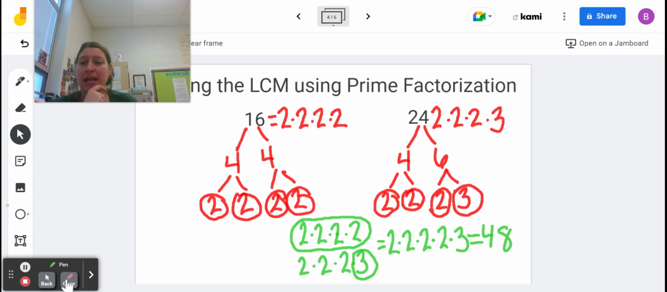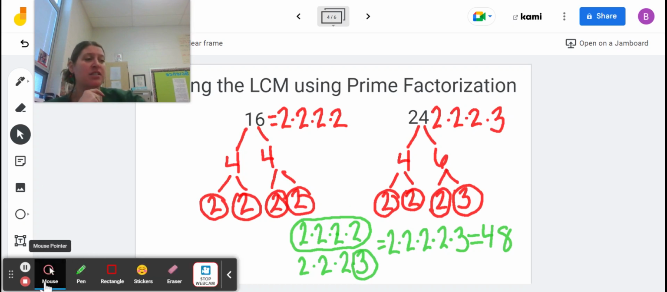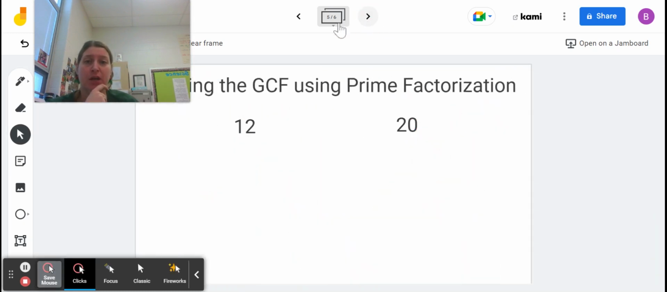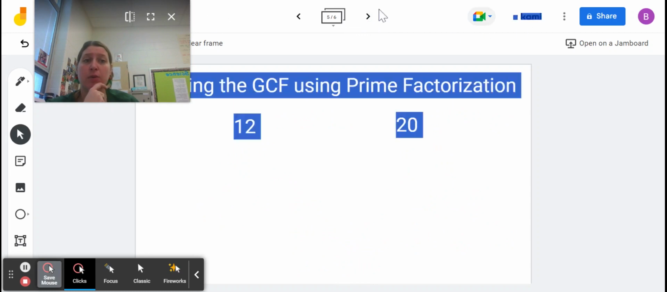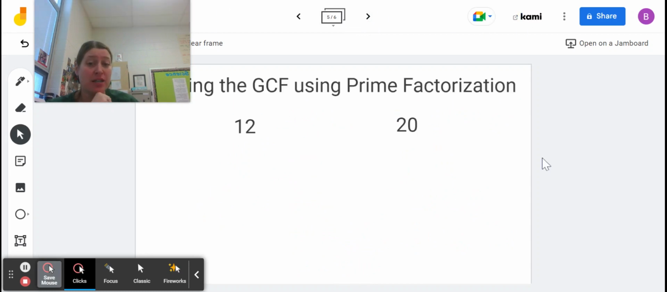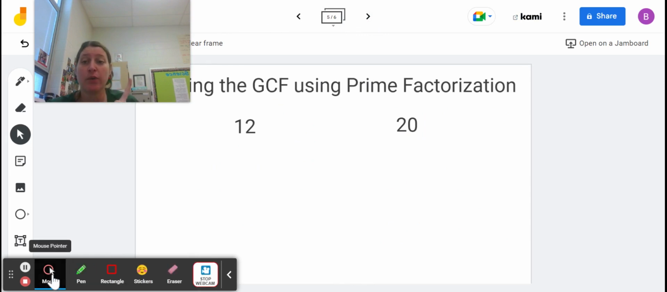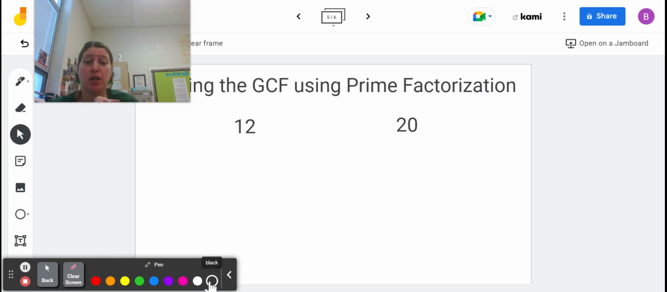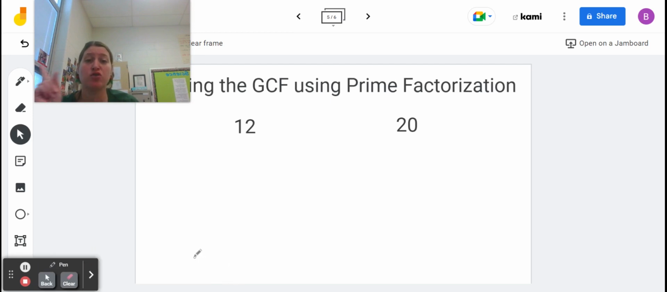Okay, so let's look at using this prime factorization in regards to greatest common factor. So we're going to use the same process exactly, but now we're going to break it apart a little bit differently to find greatest common factor. So I'm going to start again by finding my prime factorization of 12 and 20. So I'm going to start with 12. The last time I did 3 and 4, so I'm going to do 2 and 6 this time to prove that it's the same thing. So I'm going to start with 2 and 6.